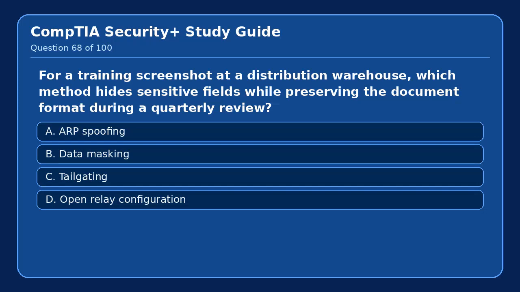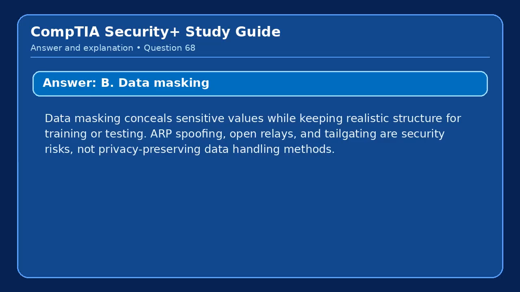The answer is C. Phishing. Phishing uses deceptive messages and spoof pages to trick users into giving up credentials or sensitive information. Bluejacking, Smurf attacks, and port scanning describe different technical activities.